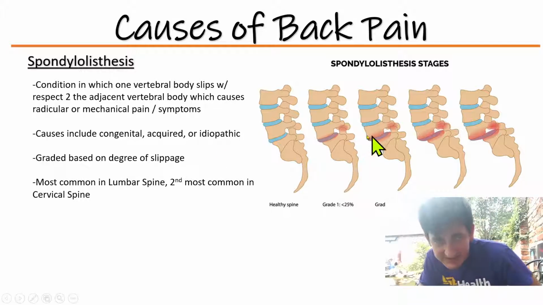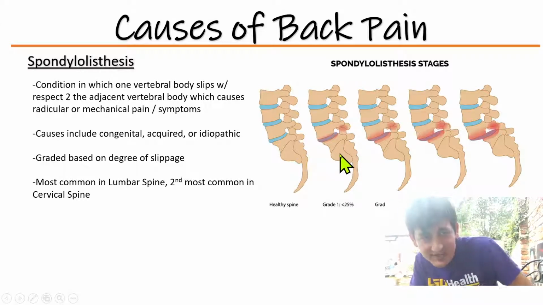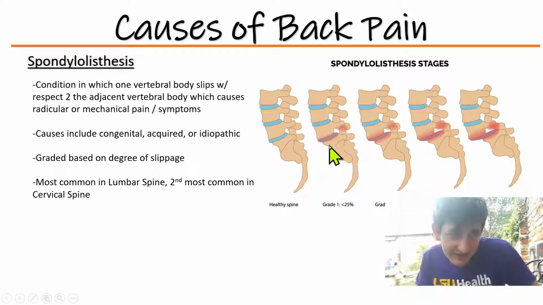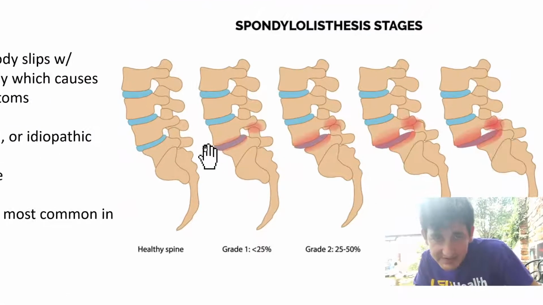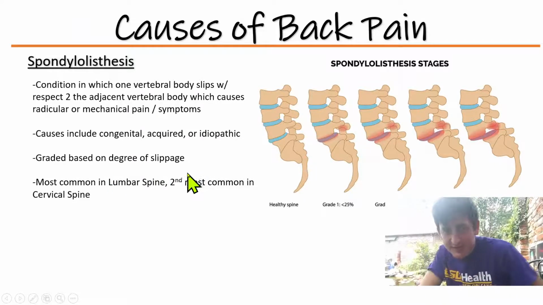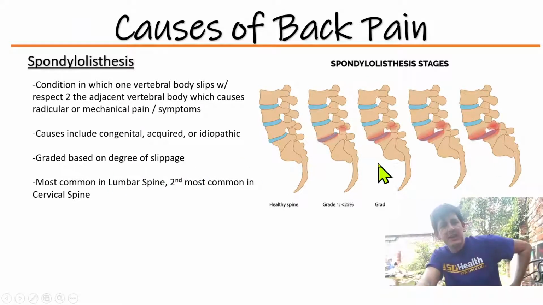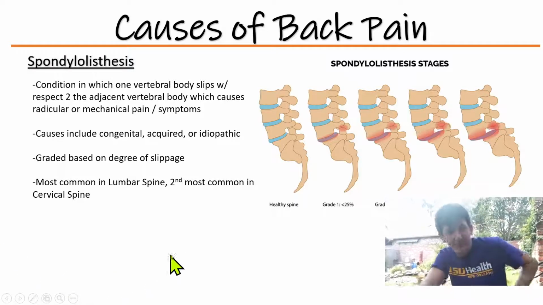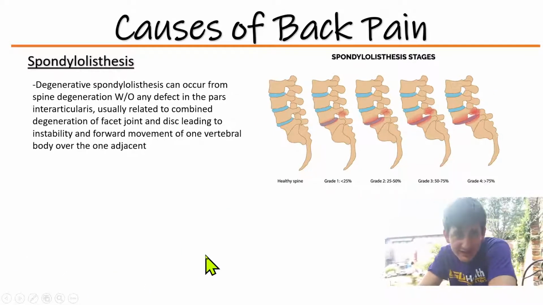This is specific, a slippage of one vertebral body with respect to the adjacent vertebral body beneath it, which causes radicular or mechanical pain and symptoms. So we can see how this L5 has slipped over S1, okay? And that's grade 4, that's the worst. It can be congenital, acquired, or idiopathic, and is graded based on the degree of slippage as seen here. Most common is in the lumbar spine, second most common in the cervical spine.